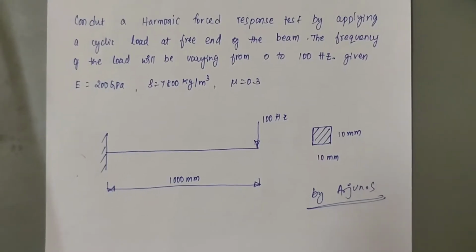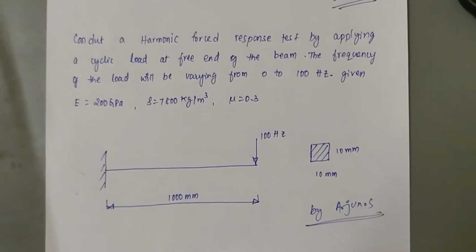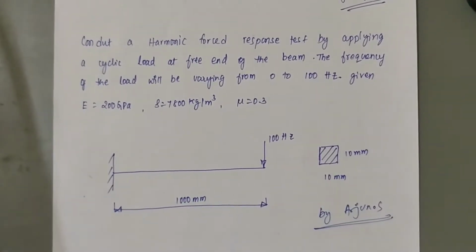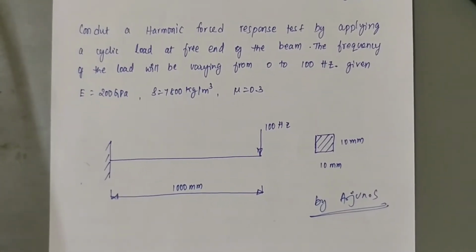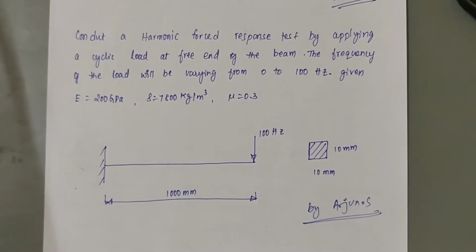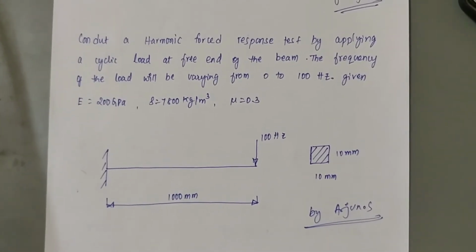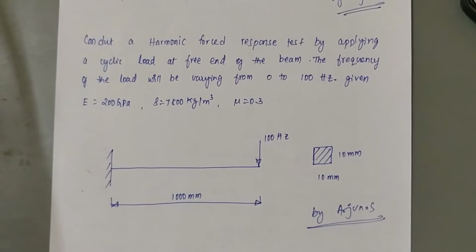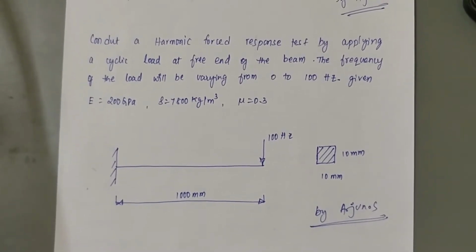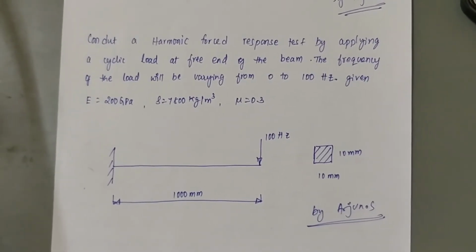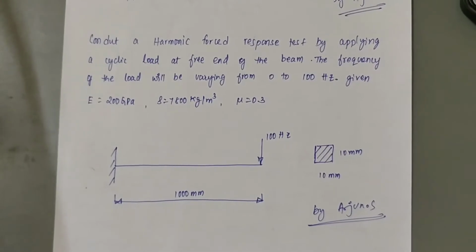I am Arjun. In this session, we'll see how to solve the problems on harmonic analysis. We'll use ANSYS techniques. The problem given is: conduct a harmonic force response test by applying a cyclic load at the free end of the beam. The frequency of the load will be varying from 0 to 100 Hz.